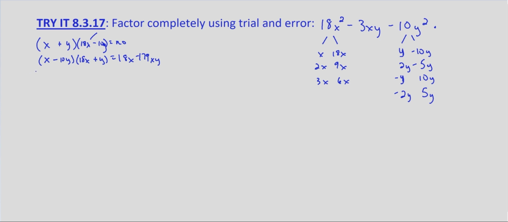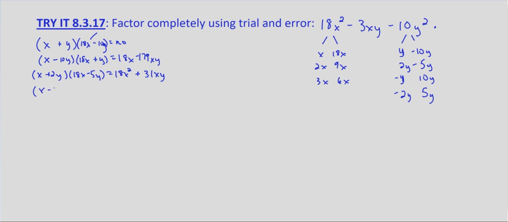So we have x plus 2y times 18x minus 5y. That's going to equal 18x squared, and then minus 5xy plus 36xy. So that's going to be plus 31xy. So that's not what we want. So we'll swap the last terms now.